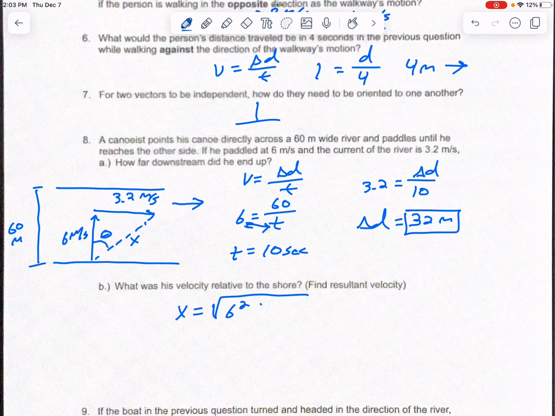So 6 squared plus 3.2 squared. And you get 6.8 meters per second. So there's your magnitude. Now we just got to find our direction. So we know our opposite's 3.2. We know our adjacent is 6.